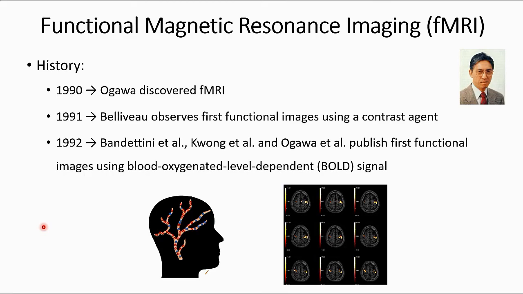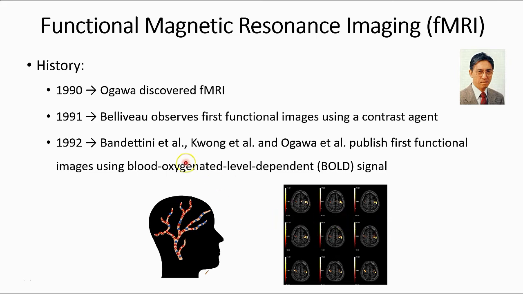Next, I will give you an overview of functional magnetic resonance imaging. In the early 1990s, a physicist named Seiji Ogawa discovered functional magnetic resonance imaging. He found that molecules in the blood that are oxygen-rich, or oxygenated, have different magnetic properties than those that are oxygen-poor, or deoxygenated, and that this difference in magnetic properties results in a small change in the local MR signal.